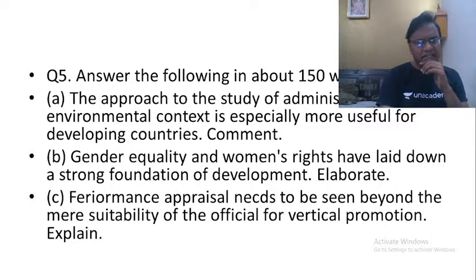Now, gender related issues cannot escape the minds of policymakers when they come out with developmental plans. But in spite of the fact that women's rights and gender equality have laid a very strong foundation of development, still a lot needs to be done, and that is what you have to write here. What must be done is that we must make sure opportunities are provided and an environment is created to ensure that they will be in a position to develop themselves on their own.